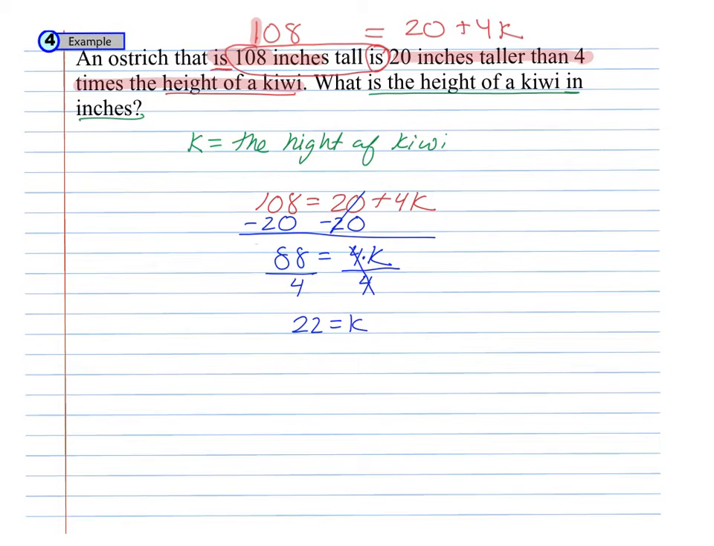Since this is a word problem, you need to answer this in a sentence. So we're going to write, the height of the kiwi is 22 inches tall, or the height of the kiwi is 22 inches. The height of the kiwi is 22 inches. And we're done.